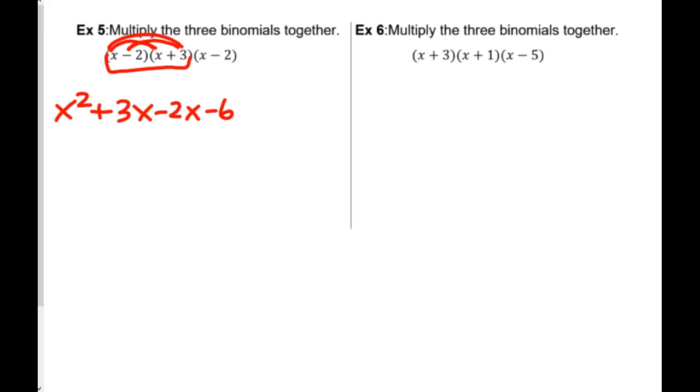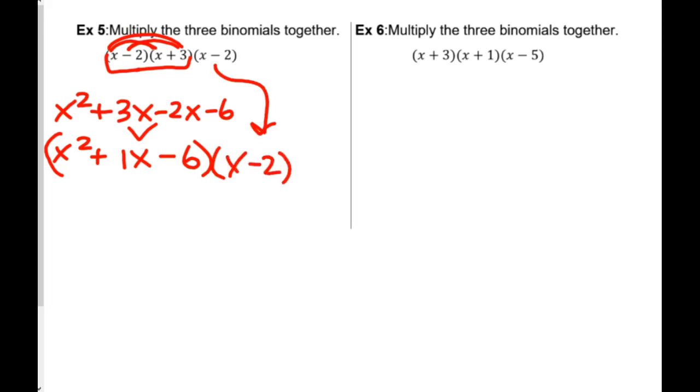So everybody, first thing I did, the first 2 parentheses, I'm going to multiply, and I'm going to get a trinomial once I combine my like terms. Does everyone see in the middle I got 3x and minus 2x? Let's write this down. So 3x minus 2x. 3 minus 2 is 1. All right, so x squared plus 1x minus 6. Now that's the answer to this. But now I still have to multiply it by this.